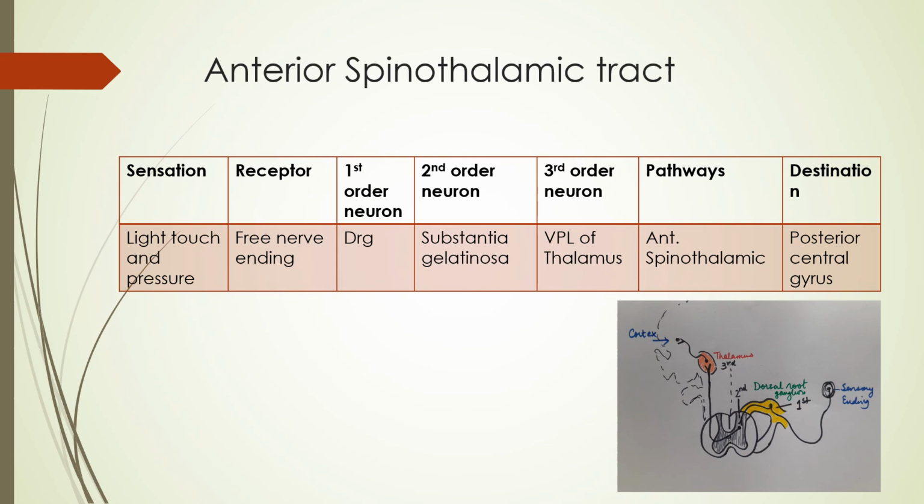So let's briefly discuss the anterior spinothalamic tract. Not very different from the lateral spinothalamic tract. Again, the things that differ are the sensation. The sensation this time is of light touch or crude touch and pressure received by the receptor, which are again the free nerve endings. And it is going to reach the same neurons as that of lateral spinothalamic to reach a destination which is also similar, the posterior central gyrus.